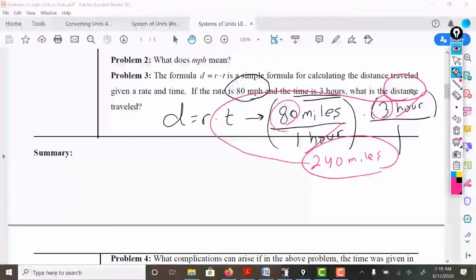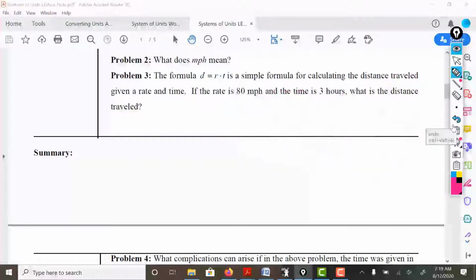So whenever you do any problem in physics, I would expect you to always write out your units, and if it's a fraction, write out the fraction, and then see if the units cancel out. They should cancel out, giving you the correct unit that results in the answer. Very important in physics, okay?